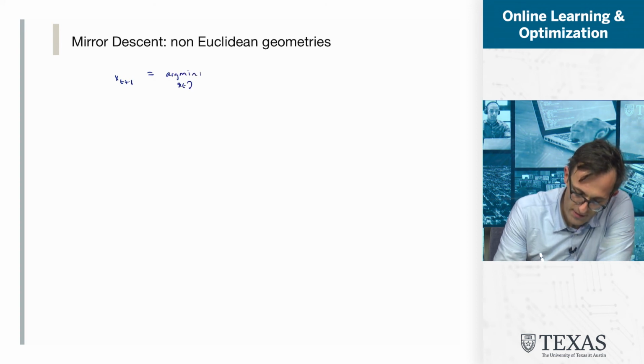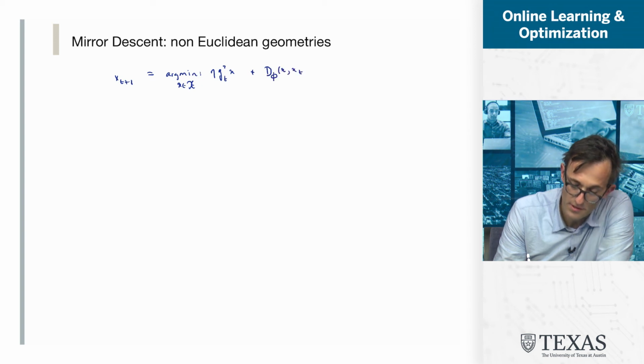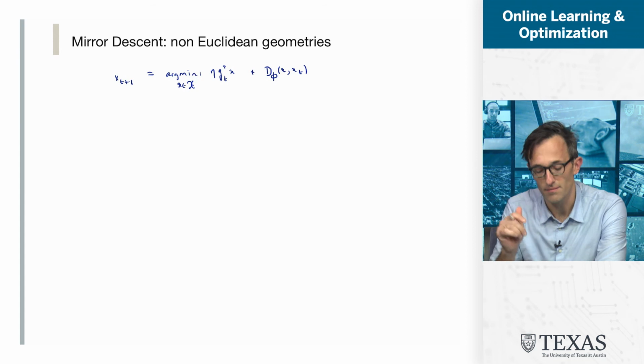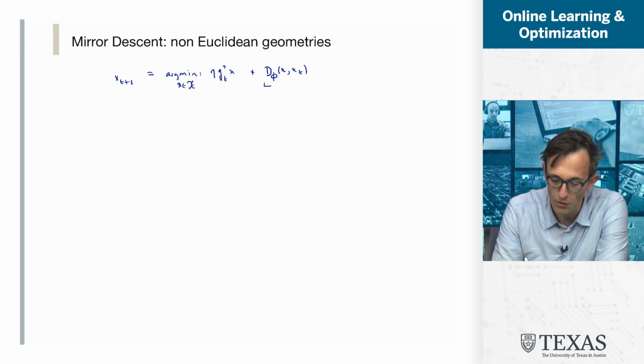So to refresh, mirror descent tells us that xt plus 1 is equal to the argmin over x in our constraint set of a linear approximation to f, eta times gt transpose x, plus something that keeps us close to the previous iterate, xt. And this is the whole key to the story.